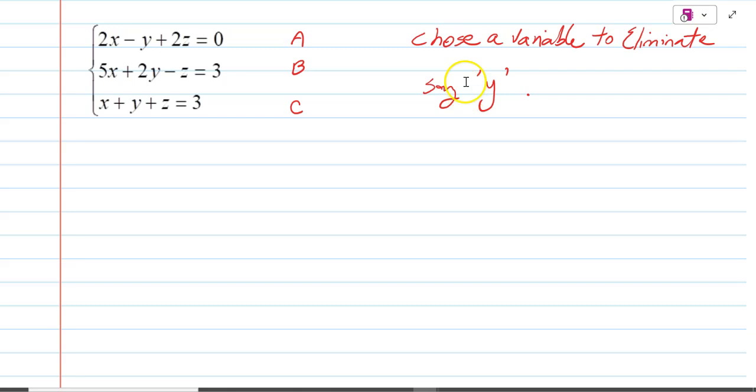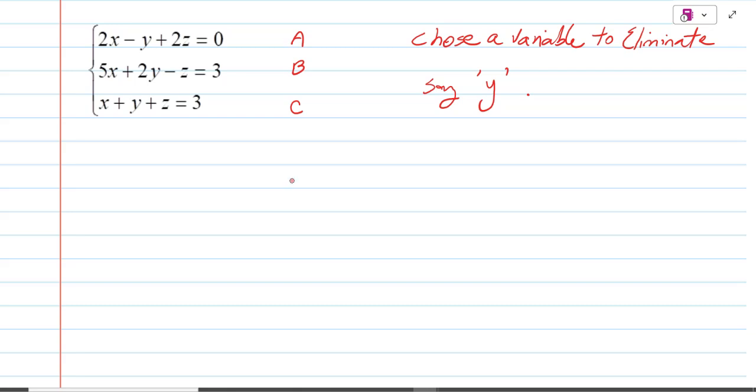Choose a variable to eliminate. Let's suppose y. By the way, you can choose x or z, it doesn't matter, as long as you're consistent. So say y, we want to get rid of the y. I just chose y randomly. Now you're just going to pair up the equations, two equations at a time, and get rid of y so that your final equations will be with x and z only. We know how to solve a system of equations with two unknowns, so that makes it easier. All right, let's go ahead.